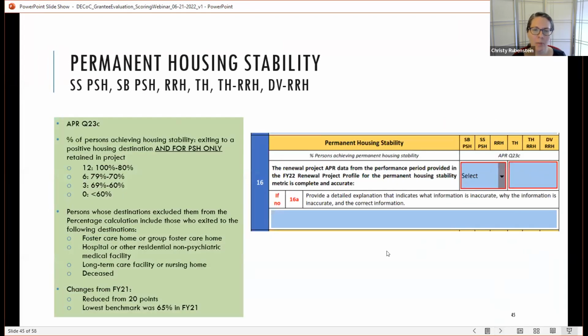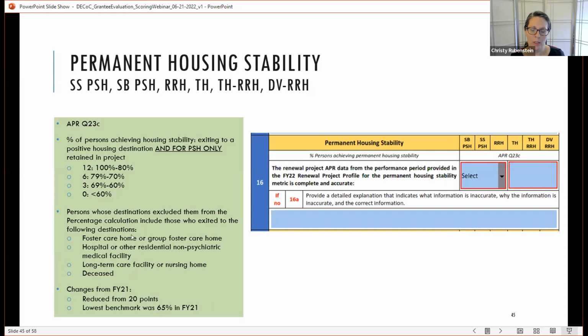Permanent housing stability. This is really about the percent of persons achieving housing stability exiting to a positive housing destination. And for PSH, correct me if I'm wrong, Erin, but it should include stayers as well. Yes. All right, so full point value would be 80% to 100% of the participants exiting to a permanent housing destination or for PSH remaining. Half points if you're at 70 to 79%, 3 points for 60 to 69%, anything under 60%, no points. This was 20 points, it was reduced. And the lower benchmark was 65% in 21, so it's been lowered a little bit.